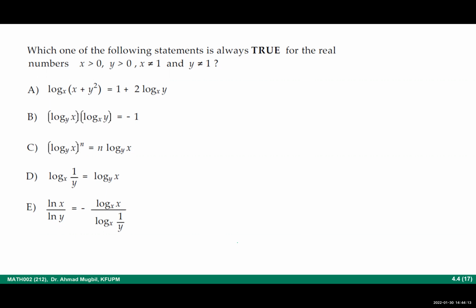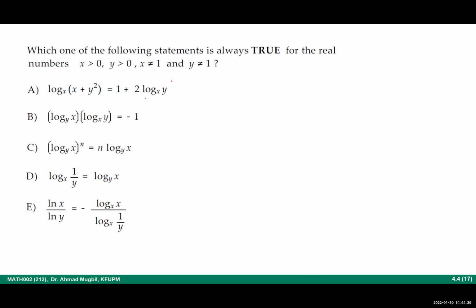Let's start one by one. What about the first one? The first one, is it true or false? How to show that it is false? Why is it false? It is log x of x. Log x of x is 1. Log x of y squared is 2 log x of y, the 2 by the power rule is there. So to show that this is not true, what can you do?